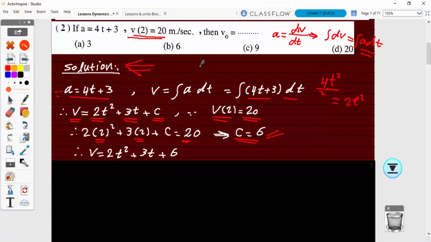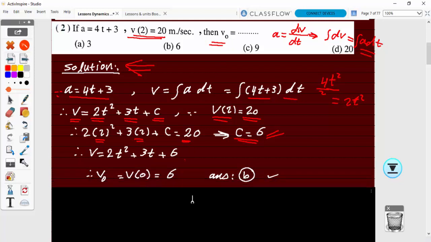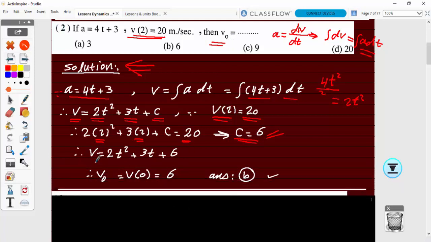Now the required is to find the V naught. V naught means V when t equals 0. So substituting t equals 0, we will get V equals 0 power 2 multiply 2, equals 0, plus 0 plus 6. So V naught equals 6. And the answer is B here.